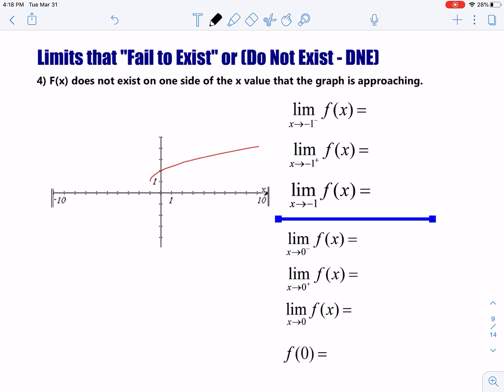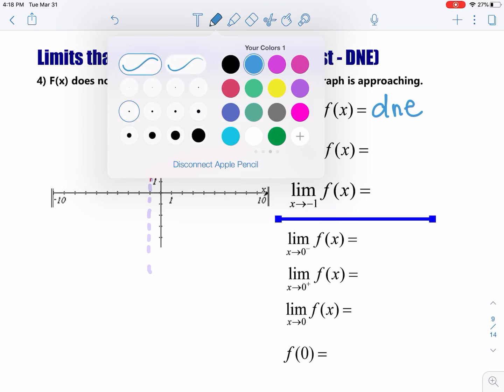Okay, so our fourth and final way that a limit can fail to exist is if f of x does not exist on one side of the x value that the graph is approaching. So take a look at the questions above the blue bar there. Notice they're all dealing with x equals -1. So I'm going to draw my guide at -1. And what's going to happen if I approach from the left is there's nothing to grab onto there. So in this case, my left-hand limit does not exist. And by the way, that tells me automatically my full limit does not exist. But let's go ahead and find the right-hand limit first.